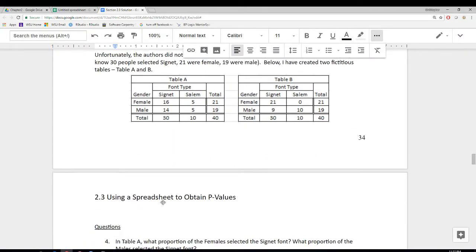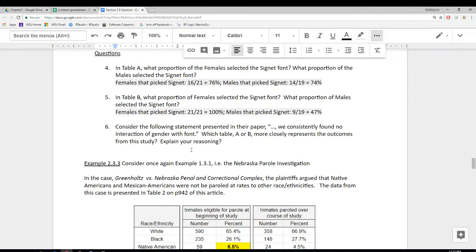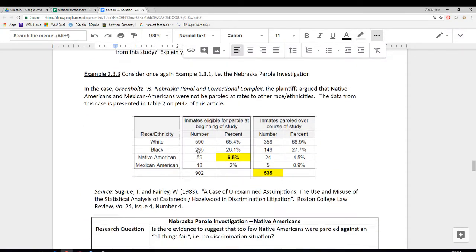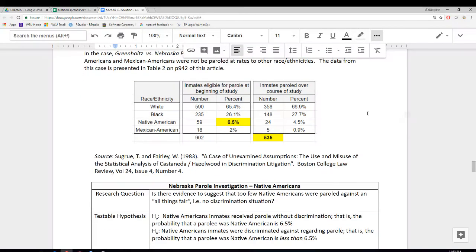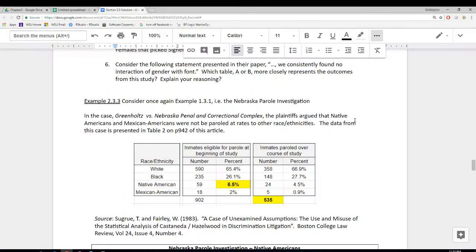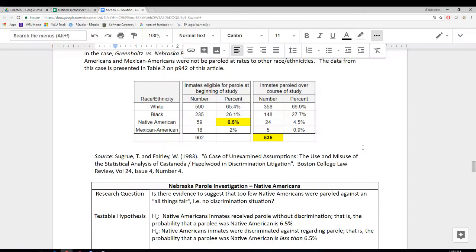Okay, we'll talk a lot more about those ideas coming up in chapter 4, I think it'll be. All right, let's go ahead and look at example 2.3.3. And this is once again going to look at the Nebraska parole investigation. So we're going back to, I think we looked at this back in section 1.3, a while back. We were looking at the Native American analysis. I knew that there were 535 individuals that were paroled.